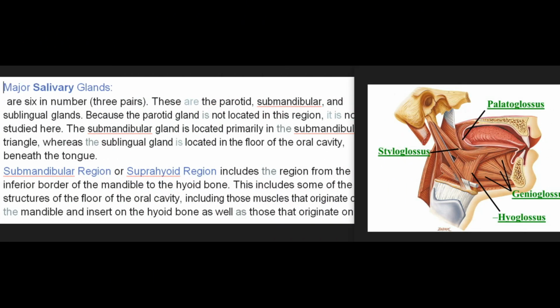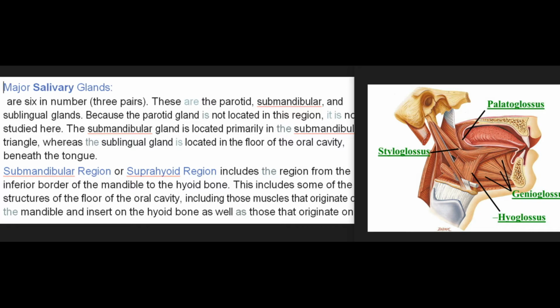Submandibular region and major salivary glands. The major salivary glands are 6 in number, 3 pairs. These are the parotid, submandibular, and sublingual glands. Because the parotid gland is not located in this region, it is not studied here.